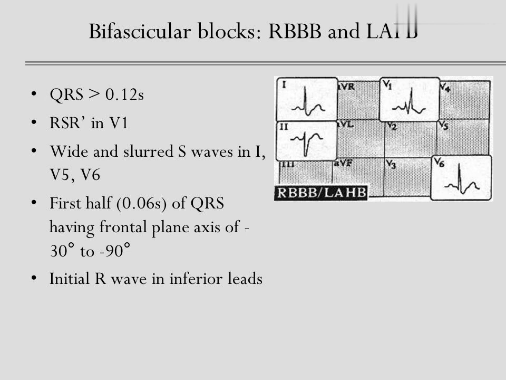Bifascicular blocks, RBBB and LAF. QRS greater than 0.12 seconds. RSR in V1. Wide and slurred S waves in I, V5, V6. First half, 0.06 seconds, of QRS having frontal plane axis of -30 degrees to -90 degrees. Initial R wave in inferior leads.